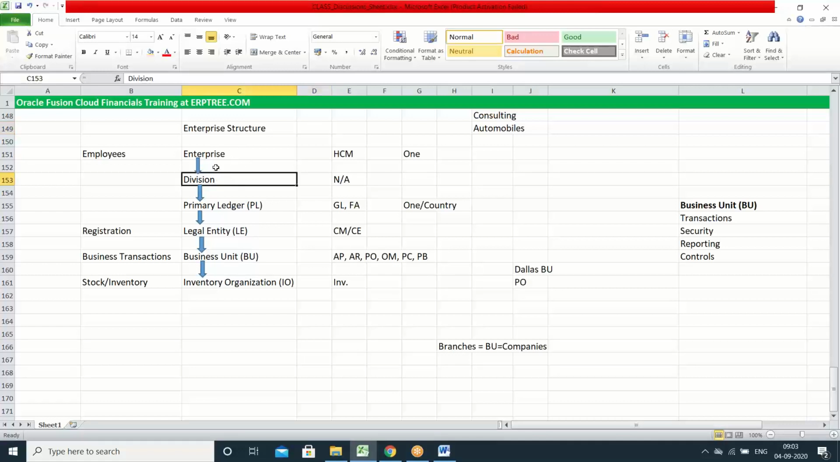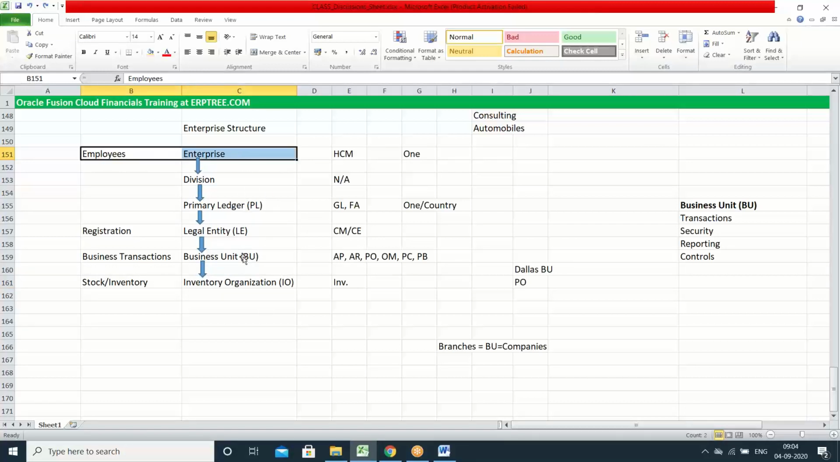Division is not mandatory, it's a completely optional component. The enterprise, primary ledger, legal entity, business unit, inventory organization, these are mandatory when you do the implementation for any client. So this is how you can classify the data.